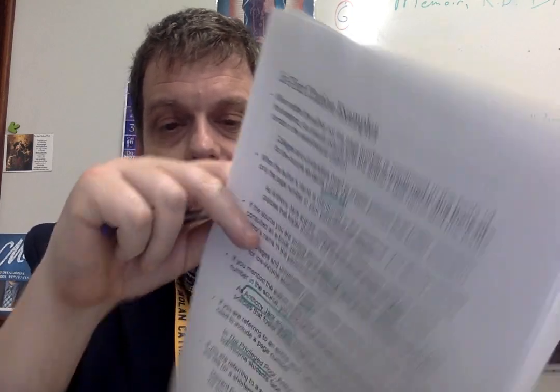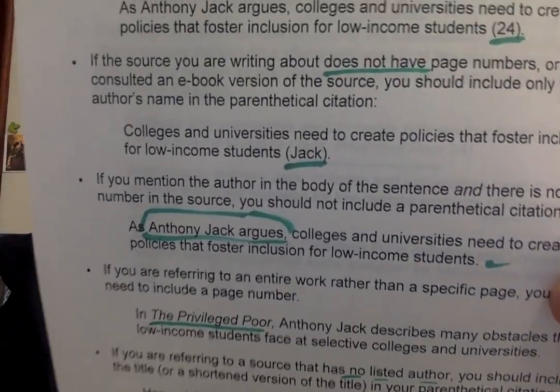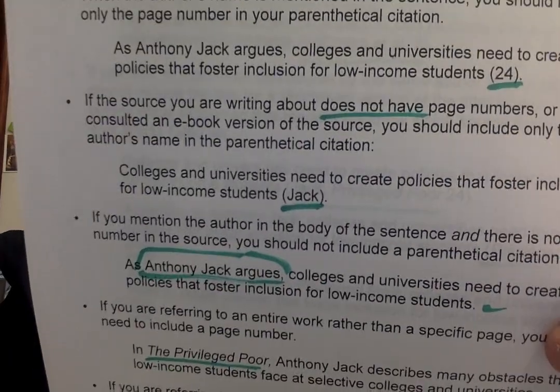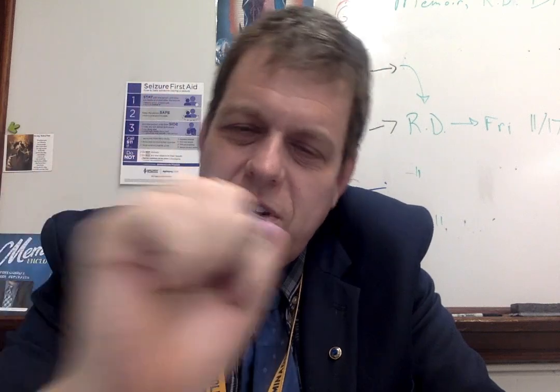If you mention the author verbally in the body of the sentence and there's no page number in the source, then don't put even a parenthetical piece. You can sometimes just simply say, as Anthony Jack argues. You might want to put a link later or things like that, but it's a good idea to use that. Now, if you're trying to refer to an entire work rather than a specific page, if you're making a general statement that a whole book talks about rather than one specific fact on one specific page, real easy.